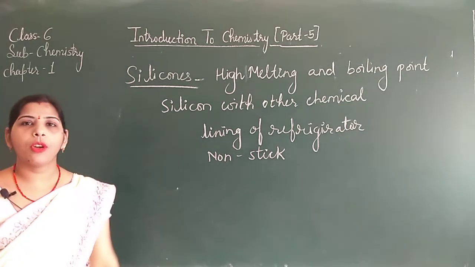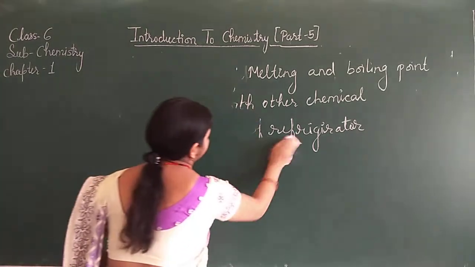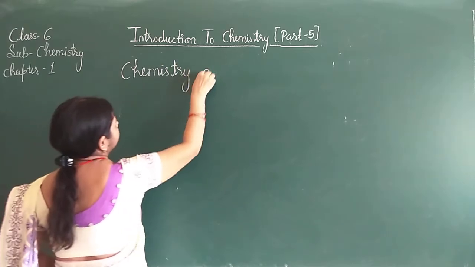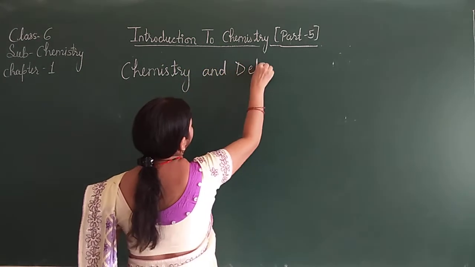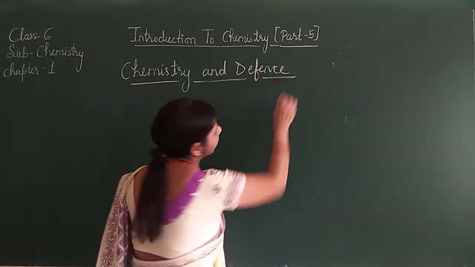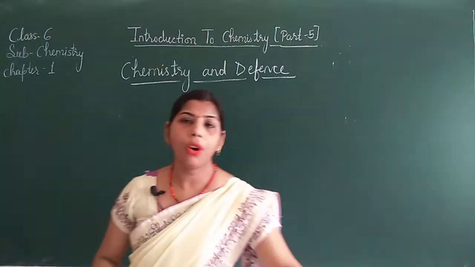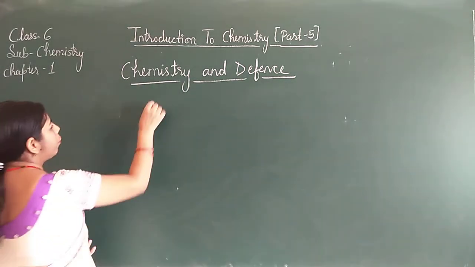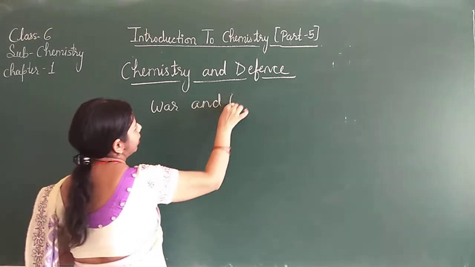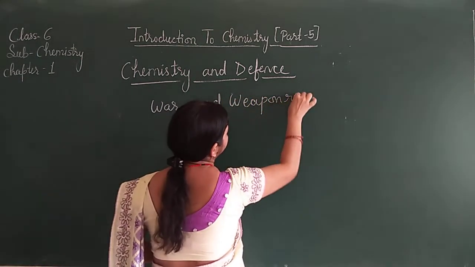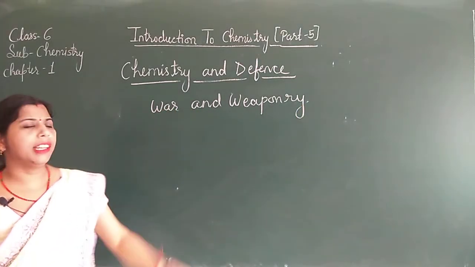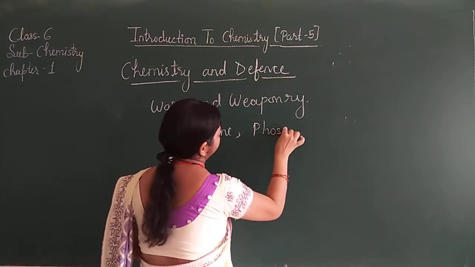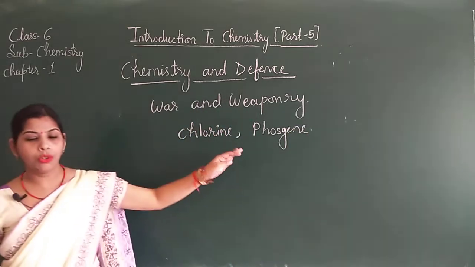Now let's see the last topic of this chapter: how chemistry is used for defense and how it is helpful for us. Different chemicals are useful for war and weaponry. A number of gases are utilized here, like chlorine and phosgene, which is commonly used.